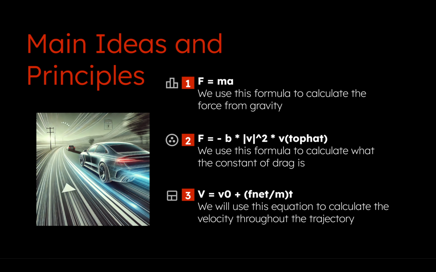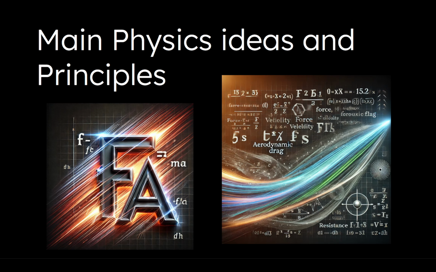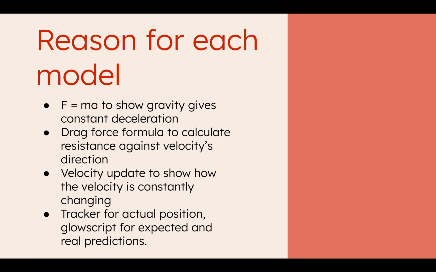The main ideas and principles. F equals ma. We use this formula to calculate force from gravity. The second equation, we use this formula to calculate what the constant of drag is, and we use the velocity update to calculate the velocity throughout the trajectory. These are the main physics ideas and principles.